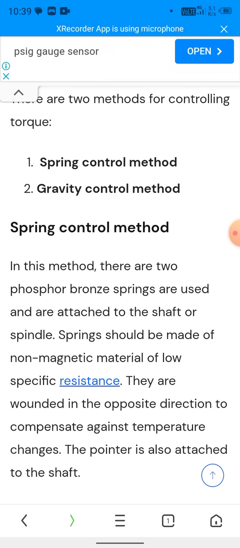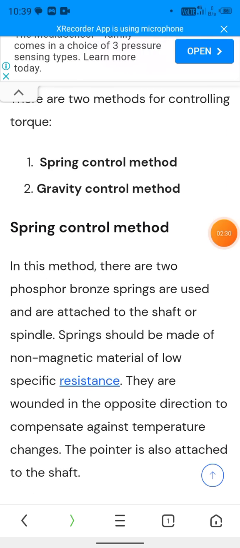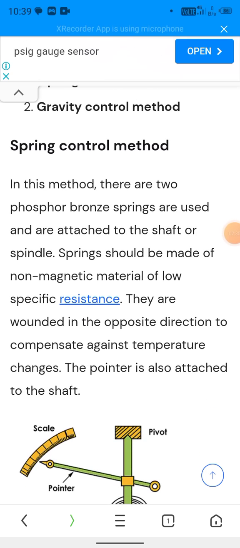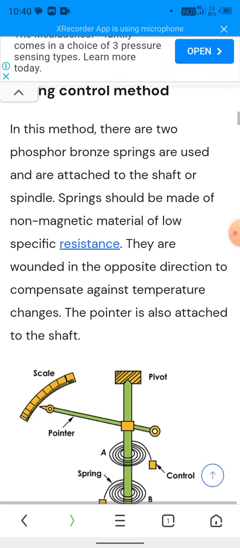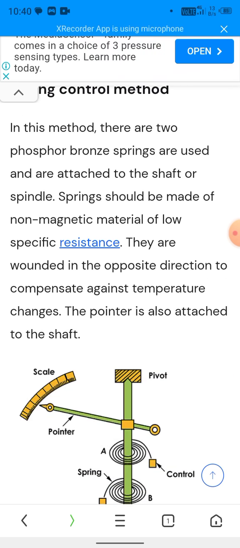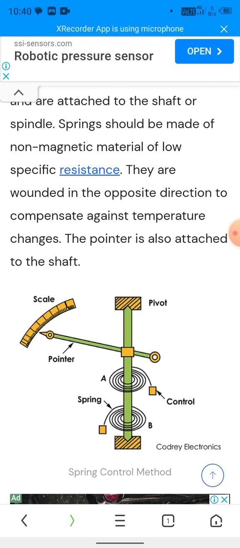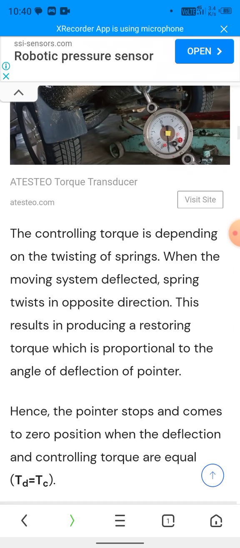Spring control method. In this method, two phosphor bronze springs are used and attached to the shaft of the spindle. Springs should be made of non-magnetic material of low specific resistance. They are wound in opposite directions to compensate for temperature changes. The pointer is also attached to the shaft. The controlling torque depends on the twisting of the spring.